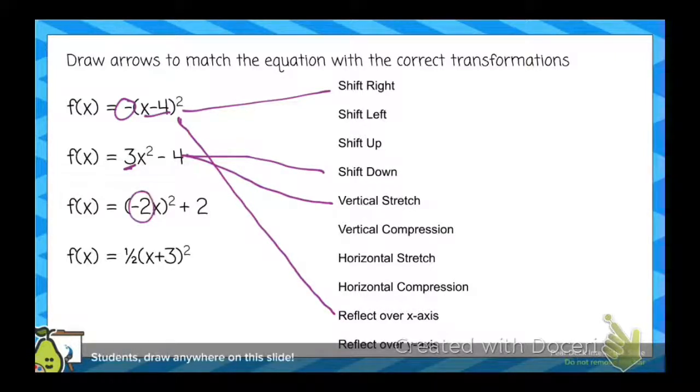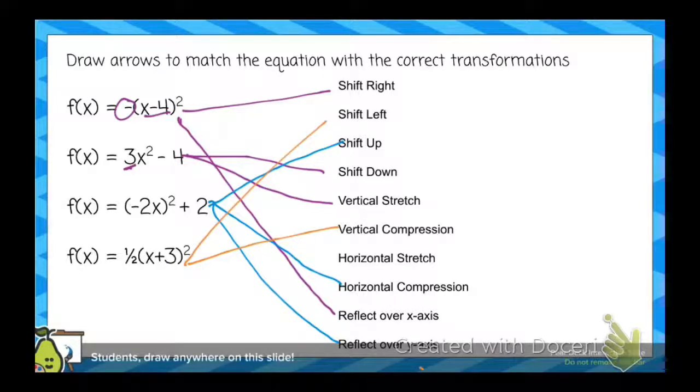Inside the parentheses, these are horizontal changes. So let me change the color here. That negative would be a reflection over the y-axis. That 2 would be a horizontal compression. Then the plus 2 would be the shift up. Then on this last one, that 1/2 would be your vertical compression. And then that plus 3 inside the parentheses is horizontal and it's opposite, so that is going to the left.